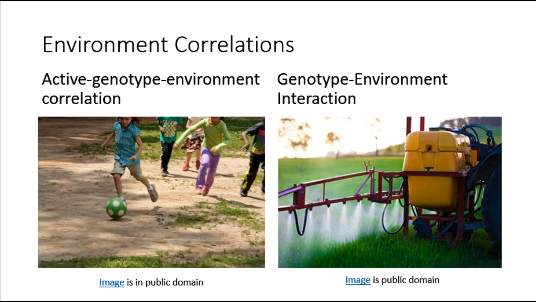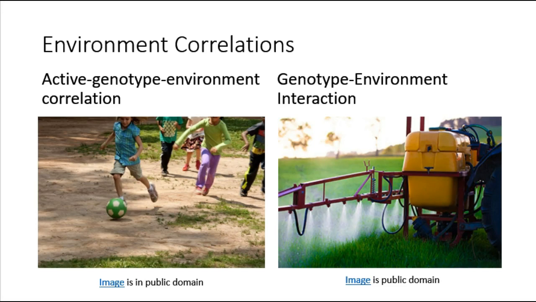We also have the active genotype environment correlation, and that essentially says that you are going to seek out environments that match your genetic predispositions. So if you are athletic, maybe soccer skill runs in your family, you're going to seek out other children and an environment where you can play soccer. We call that niche picking.